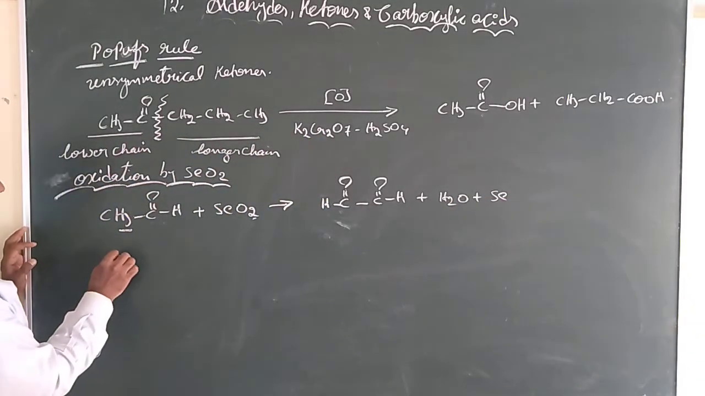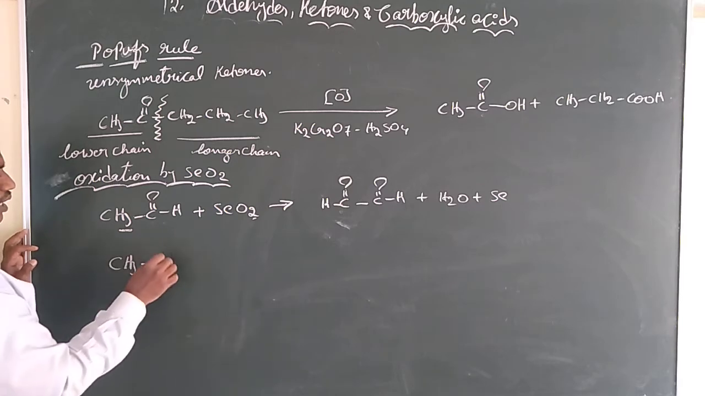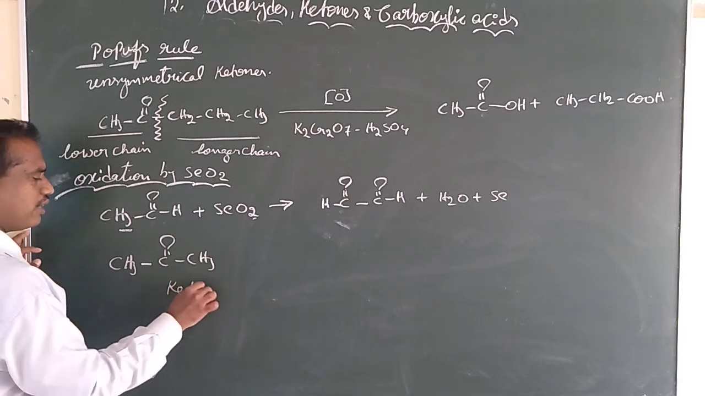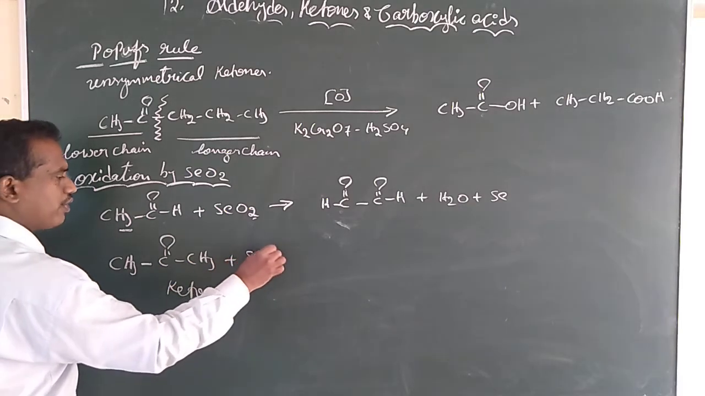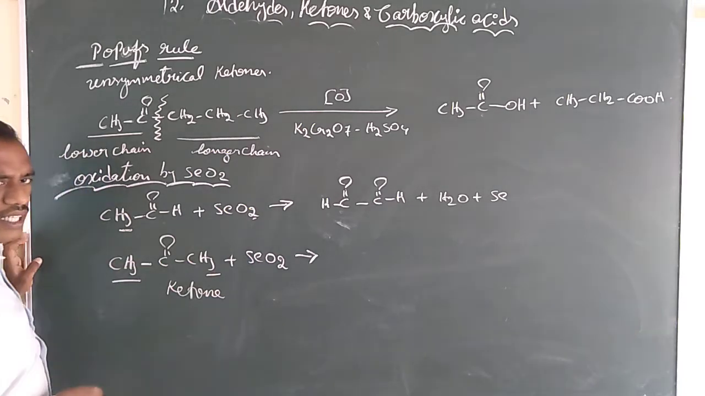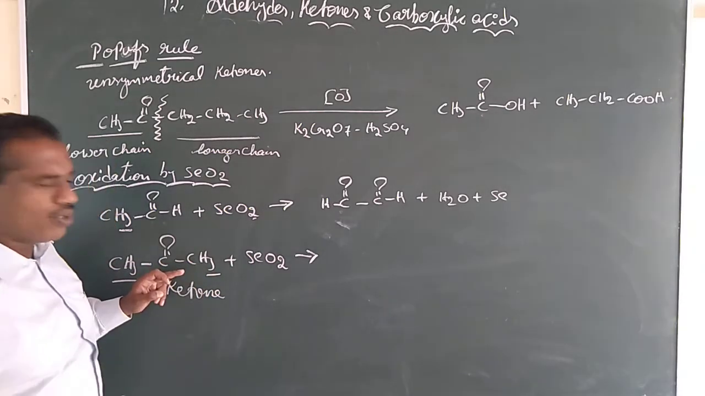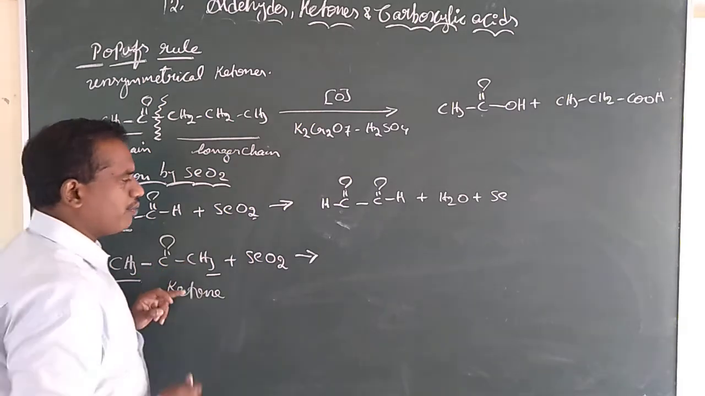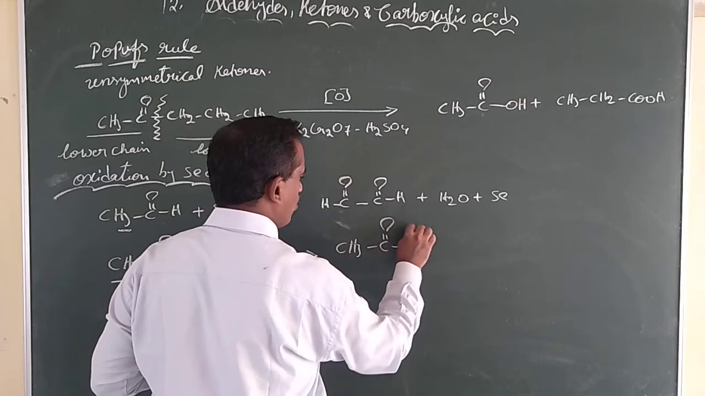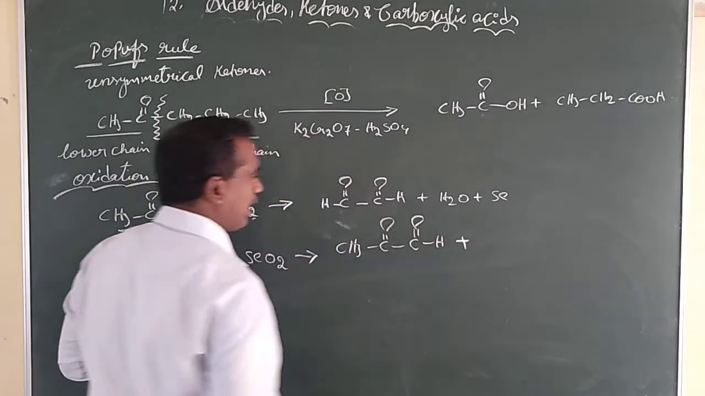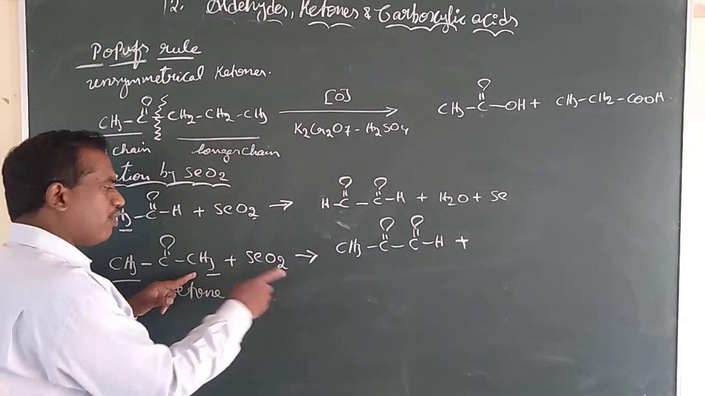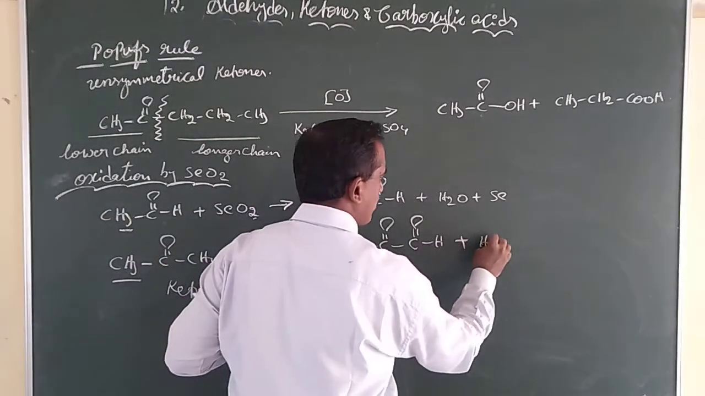If the reactant is like this, CH3, C double bonded O, CH3, this is a ketone. When you react it with selenium dioxide, these are symmetrical, so you can take any side. 2 hydrogens will be removed, and 1 oxygen will be introduced. Here hydrogen remains back. Then H2O will be formed along with selenium.